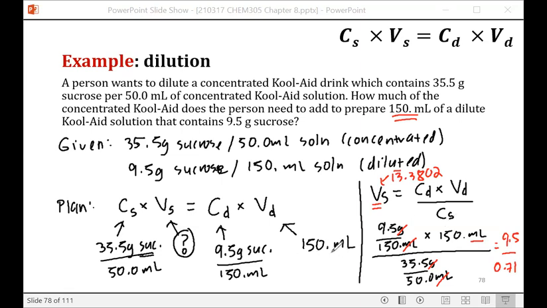volume is 150 milliliters. And now the concentration of the Kool-Aid is that you have 9.5 grams of sucrose in that 150 milliliters of solution that you just prepared.